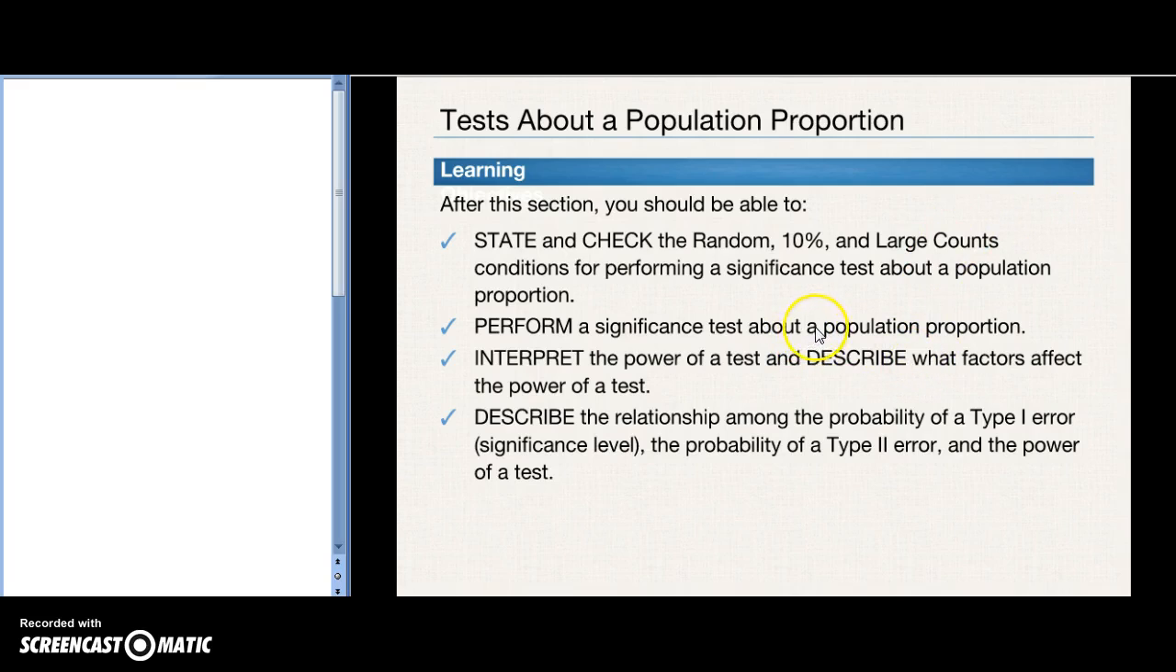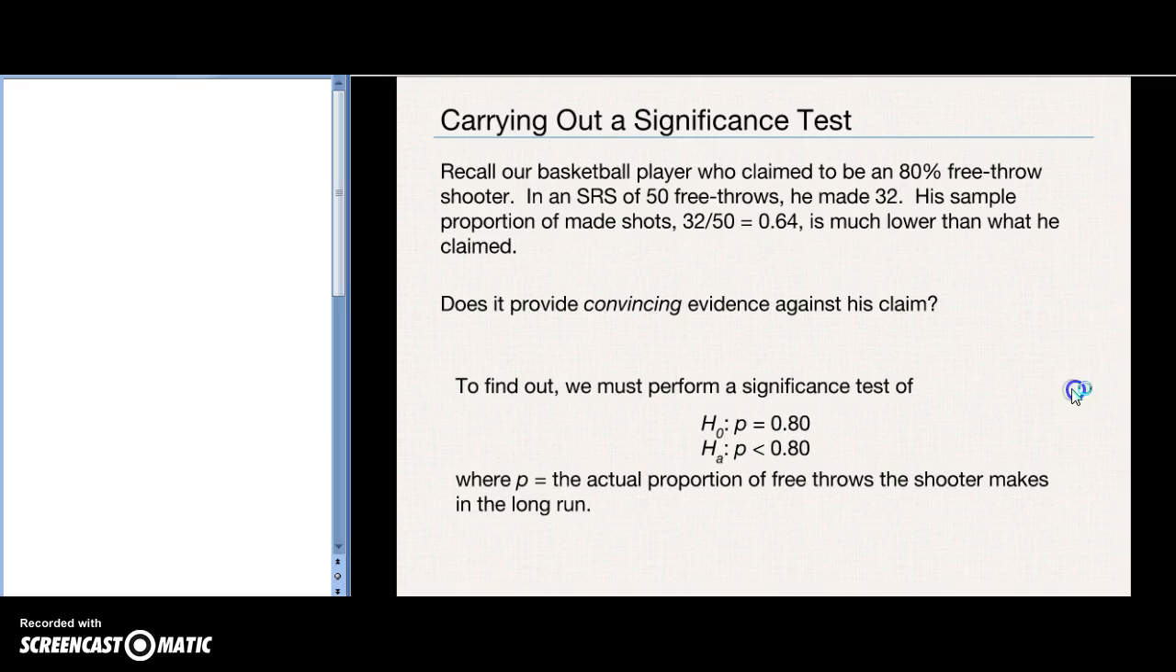Then we're actually going to perform a test, and I don't think in this video that we're actually going to get to these bottom two check marks. We'll talk about those in class together. So we're going to go through and give an example as we go through this section as well.